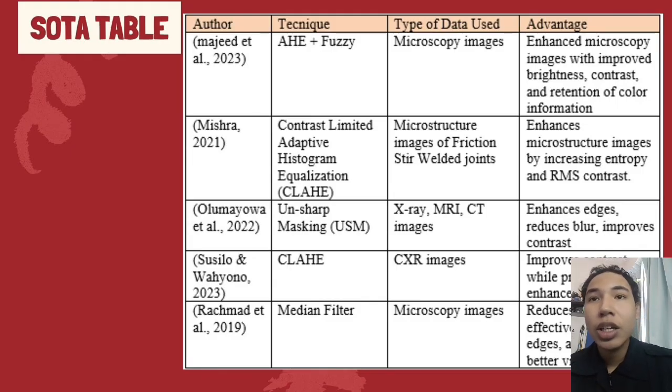For Majid, the highest result is when he combined AHE plus fuzzy. This is a hybrid method which combines two or more techniques. Mishra used CLAHE, Alumayowa used unsharp masking, Susilo and Wahyuno also used CLAHE, and Gashmat used the median filter to get the highest enhancement.